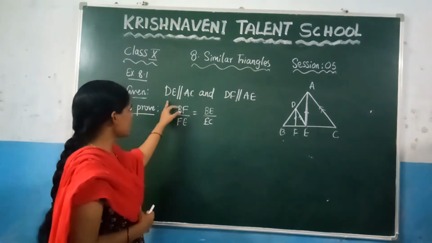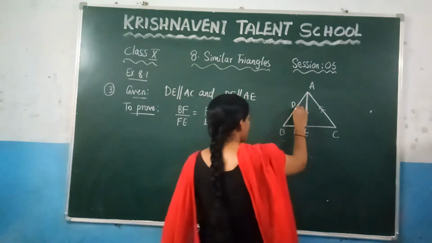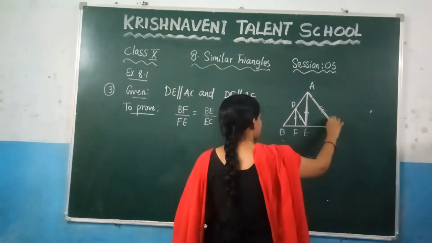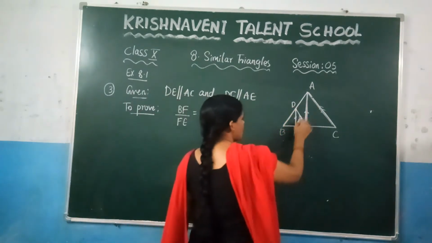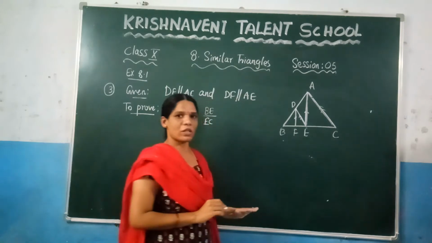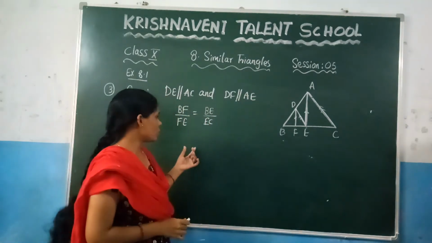The first condition they have given is DE is parallel to AC. That means they have given this line and this line are parallel, and similarly they have given that DF is parallel to AE. Now based on these conditions and by using Thales' theorem you need to prove this equation.